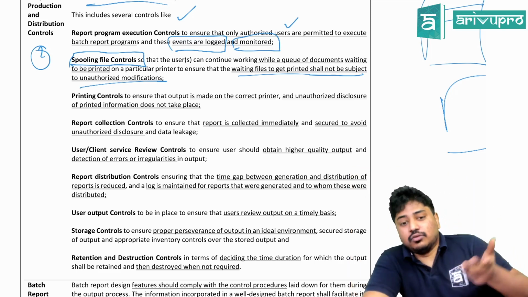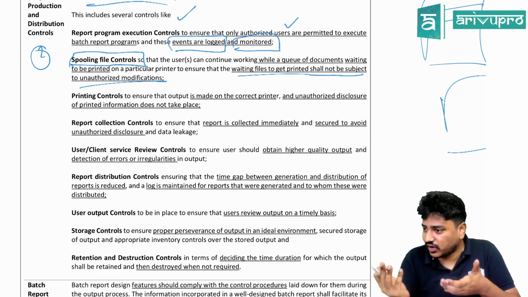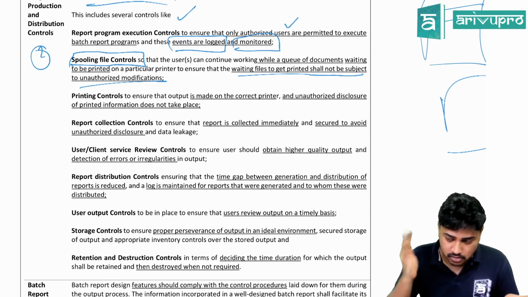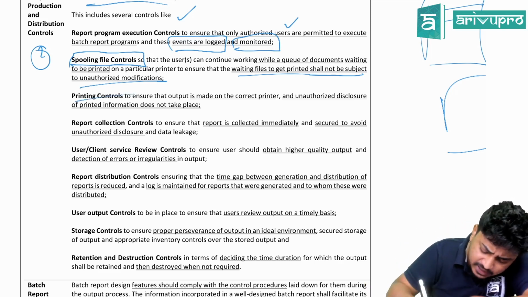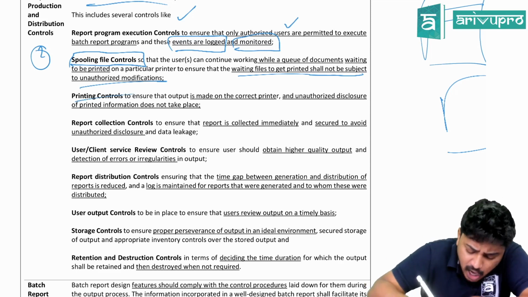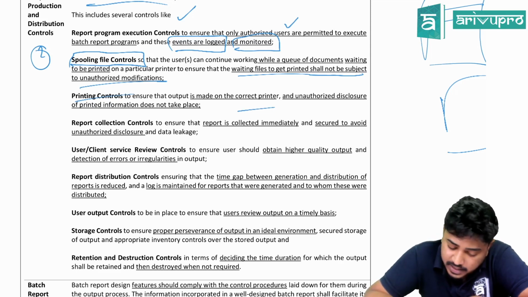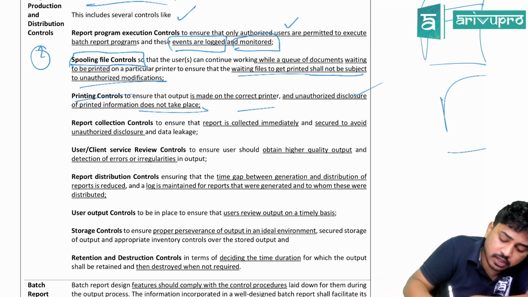Okay. Then, sir, if we're changing the file, you should know what the impact is. If someone changes the file at that time, and you will not check it, don't you think a lot of consequences will happen? So we have controls there. Printing control: ensure the output is made to the right printer, and unauthorized disclosure of printer information does not take place.